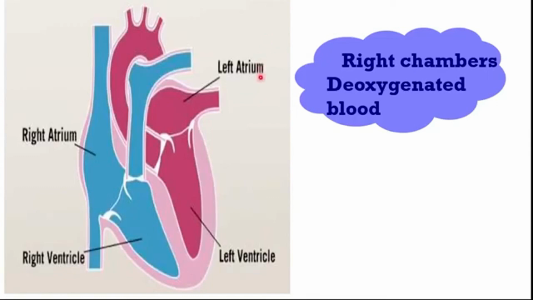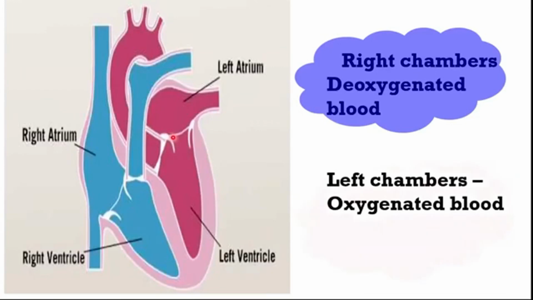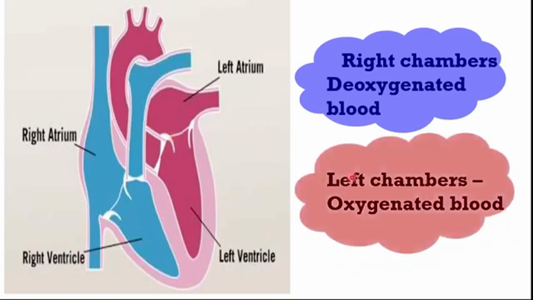The first point I would like to mention is that the right chambers of the heart, both right atrium and right ventricle, always contain deoxygenated blood. It is shown with blue color. So blue color indicates deoxygenated blood in this chapter. Coming to the left side of the heart, we always find oxygenated blood in the left chambers. So left chambers contain oxygenated blood and this is shown with red color.